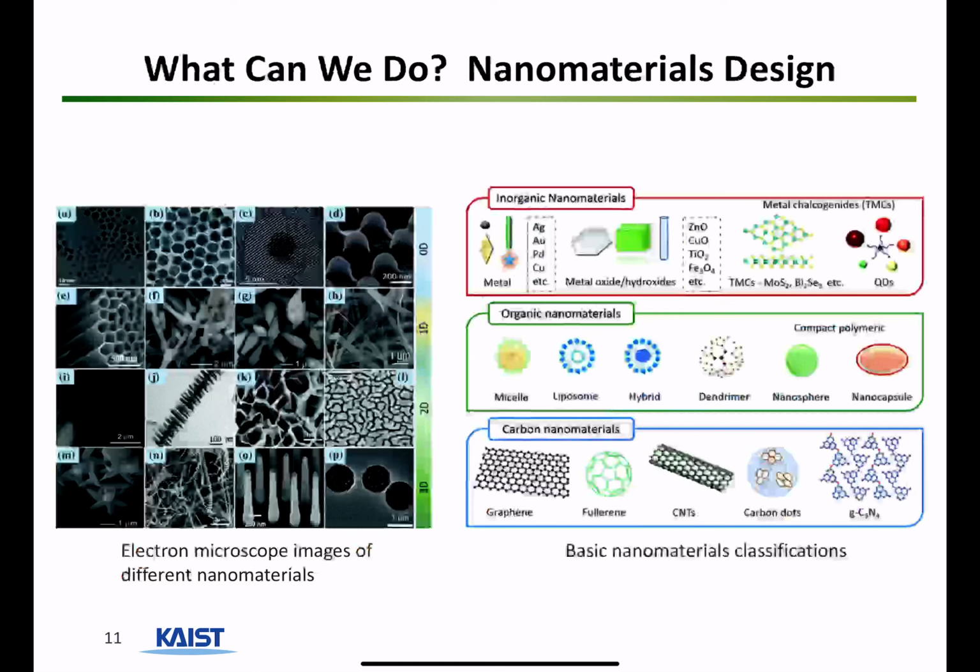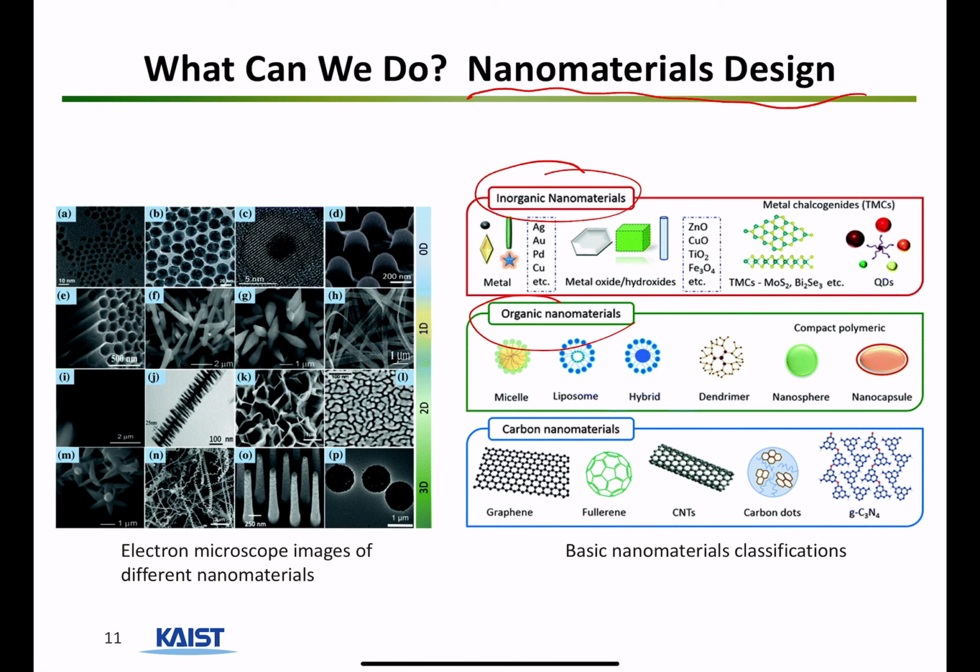So what we do in our research group is that we can't do everything. We just focus on nanomaterials design, okay? These nanomaterials can be inorganic, organic, carbon-based, and so forth. The idea is that we can design these inside the computer, test for their properties, and maybe get the optimal materials and verify our findings with experimental background.